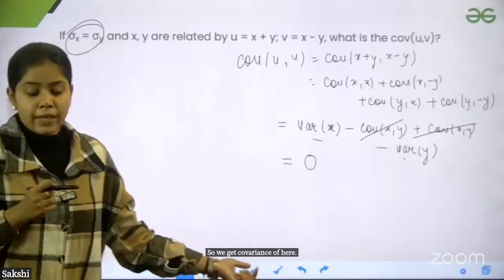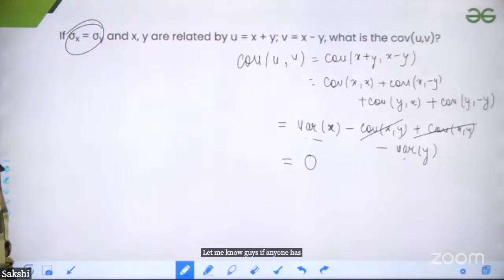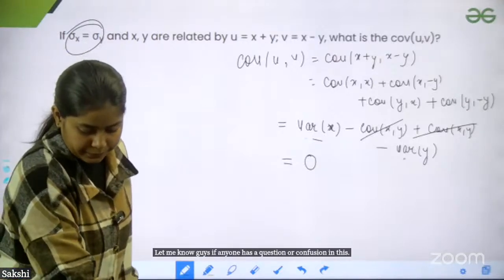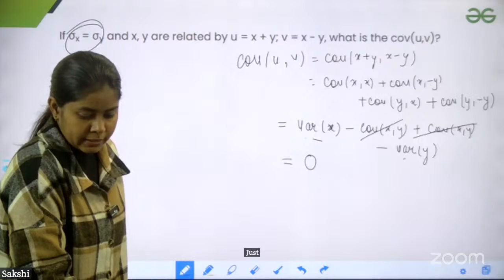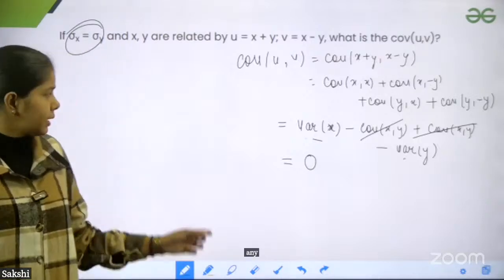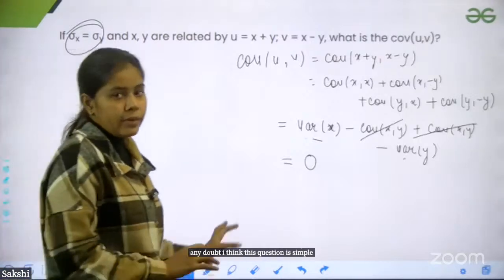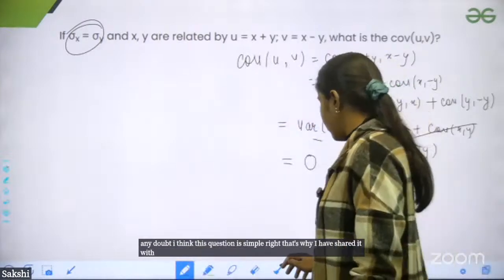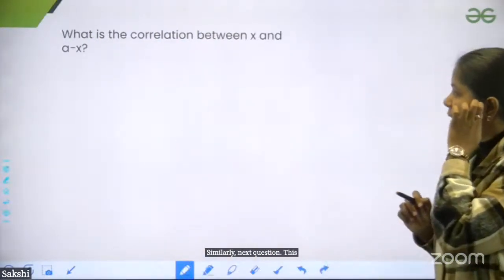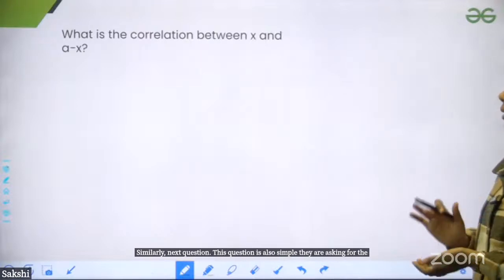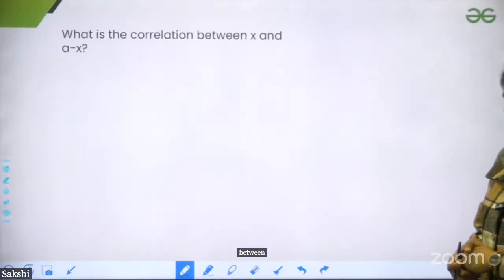Let me know, guys, if anyone has a question or confusion in this. Just let me know if there is any doubt. I think this question is simple, right? That's why I shared it with you to do by yourself. Similarly, the next question. This question is also simple. They're asking for the correlation between x and a minus x.